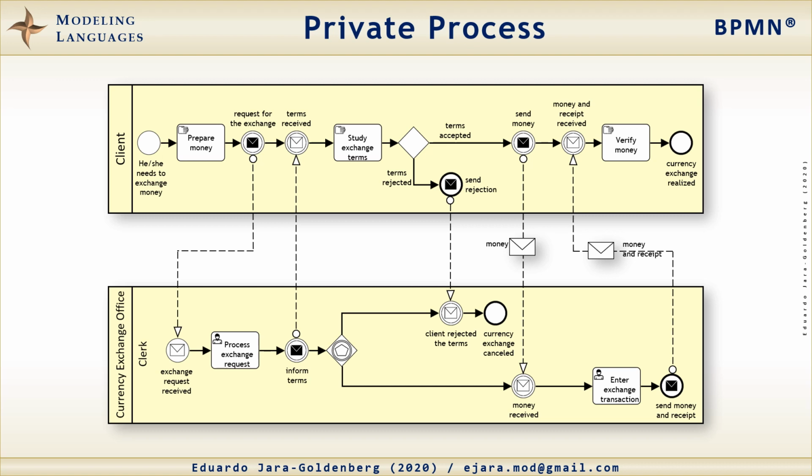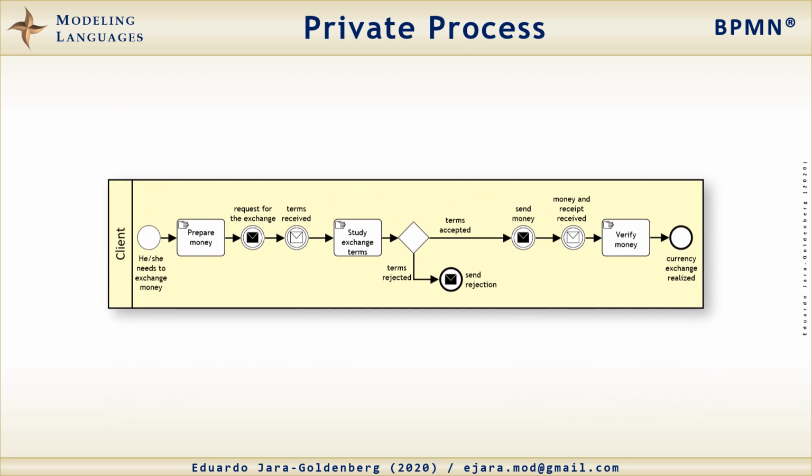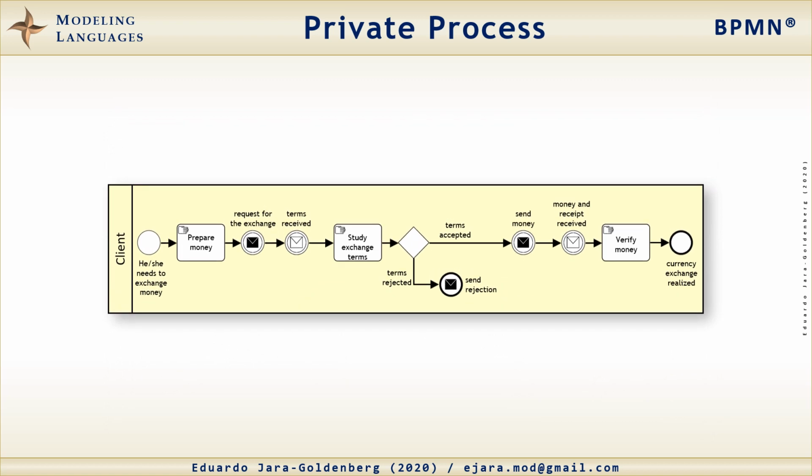Private processes can be non-executable, such as those used for documenting processes of a quality management system, or they can be executable if they are modeled to be executed by a BPM suite, such as Bizagi, Bonita BPM, or Oracle BPM suite. Private processes can be part of collaborations, or they can be modeled separately.